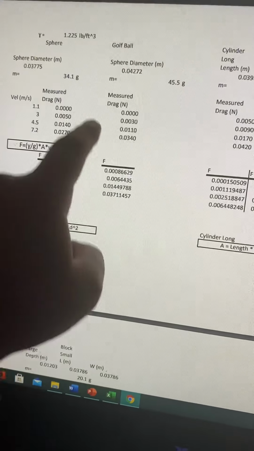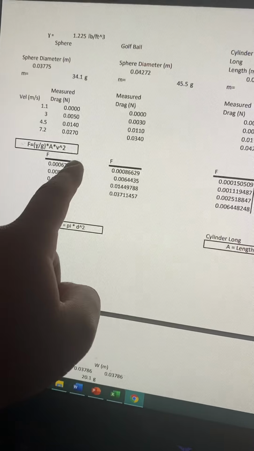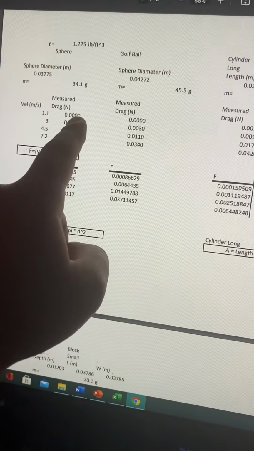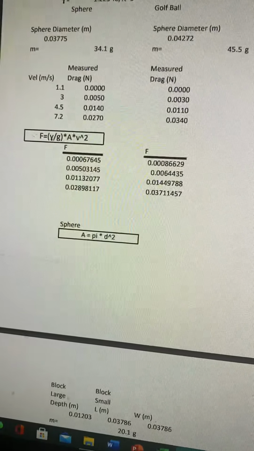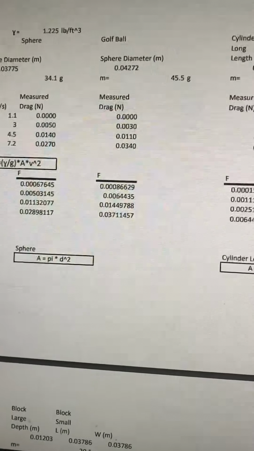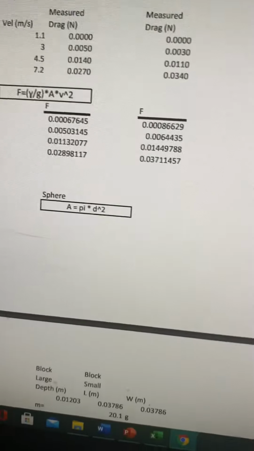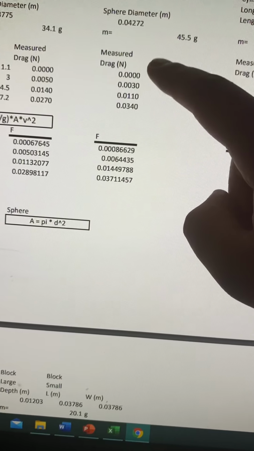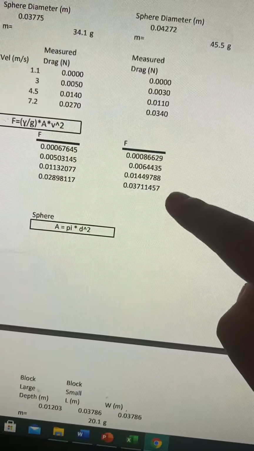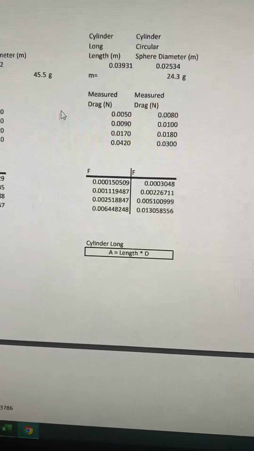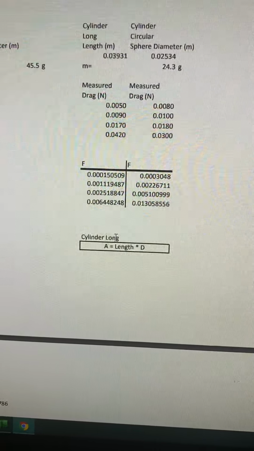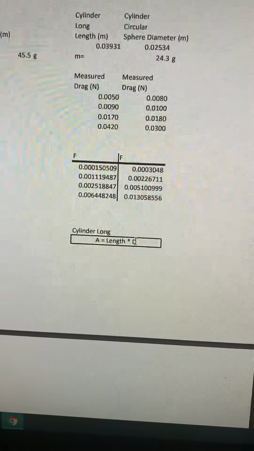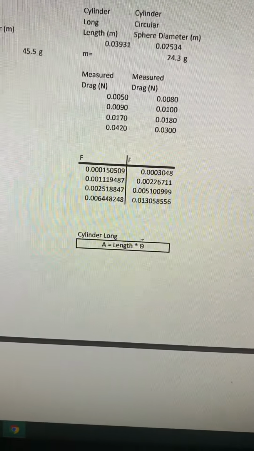The first one is our most accurate one, because if you look at the measured forces compared to the calculated forces, you can see that they're super close in value. For the golf ball, the first two forces were pretty off from the measured, but the last two were pretty close. Now for the cylinder long side, I used the equation length times diameter, basically the area of a rectangle.